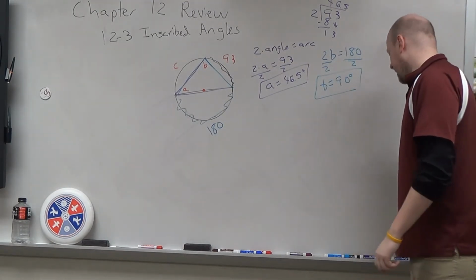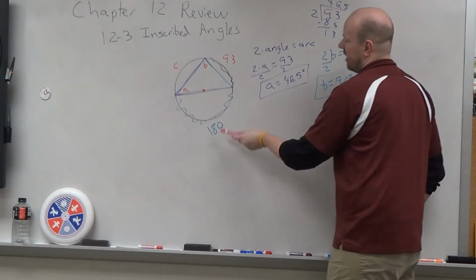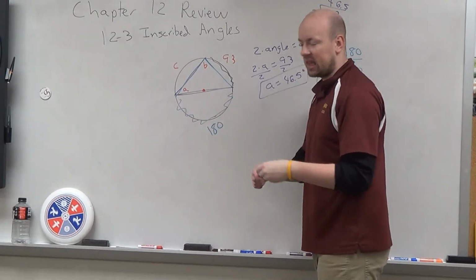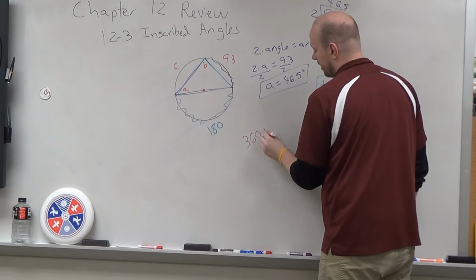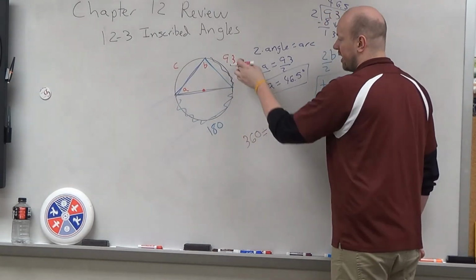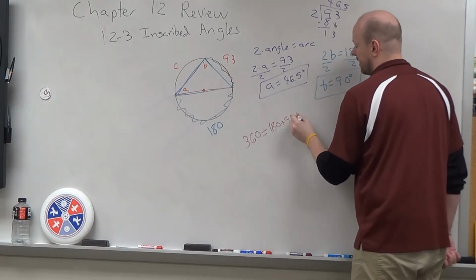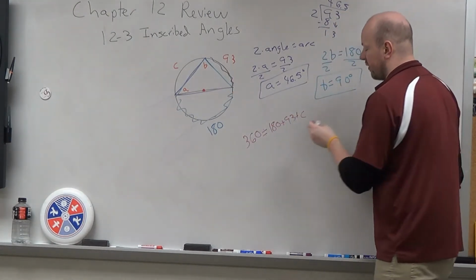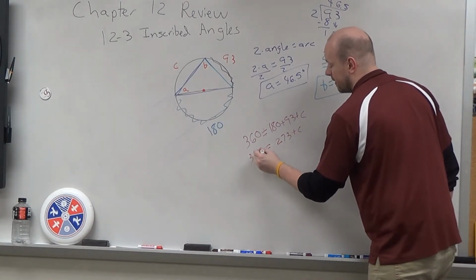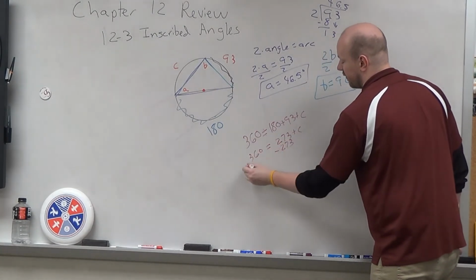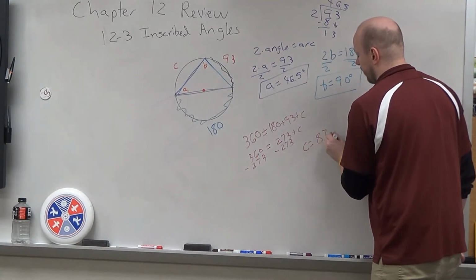And then C is trying to be tricky, but it's not real. If this is 180, this is 93, what has to be left? Well, 360 is the entire circle. 180 and 93 are 2 sections, and all that's left is that C. So 180 plus 93 gives us 273, plus C equals 360. And I can just subtract 273 from each side. So C equals 87 degrees.